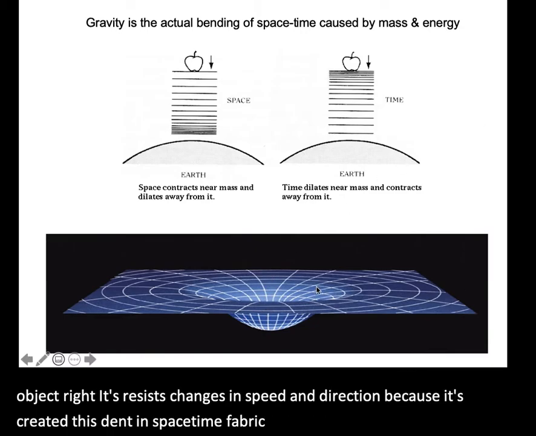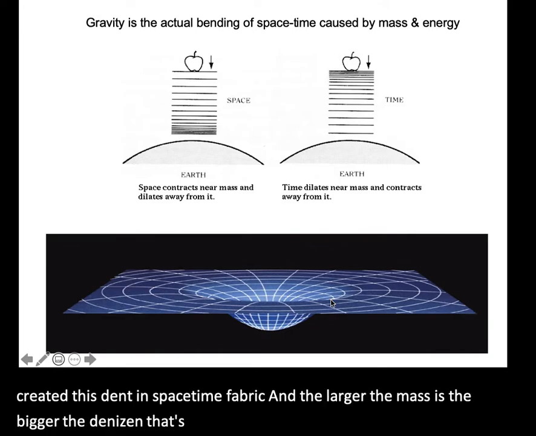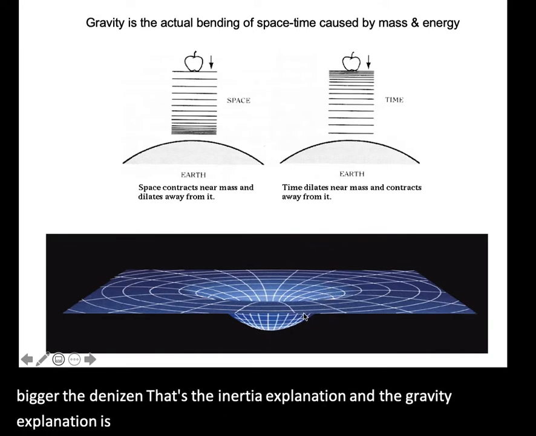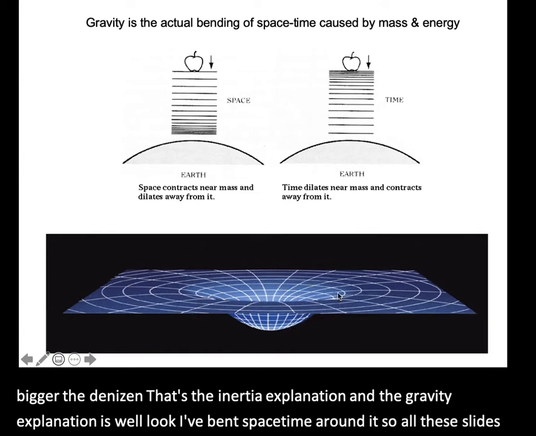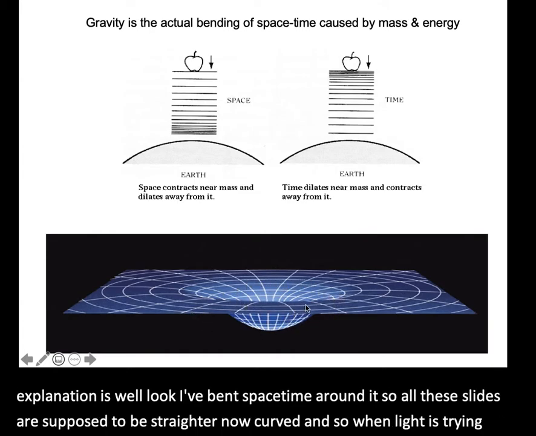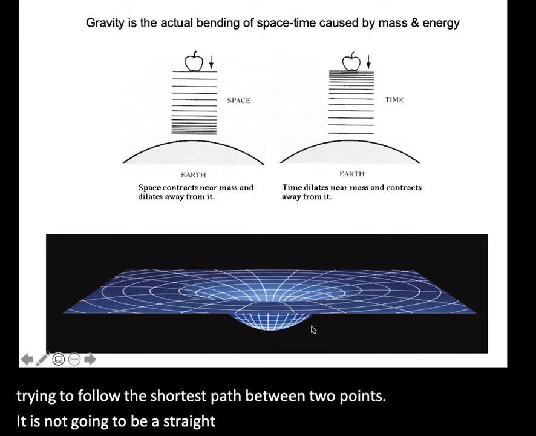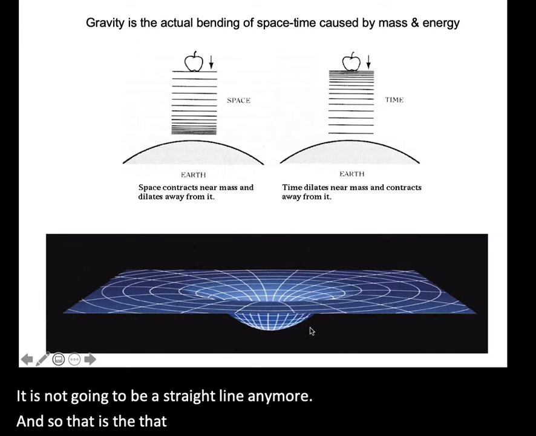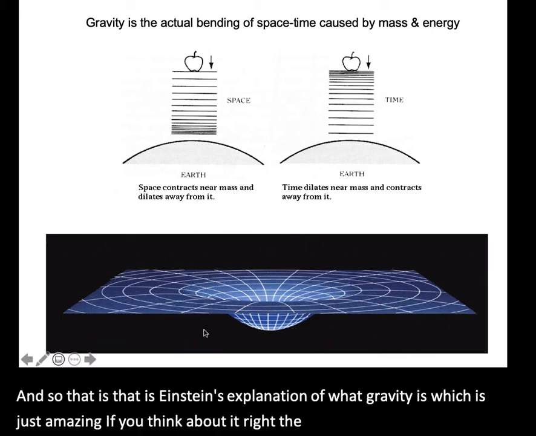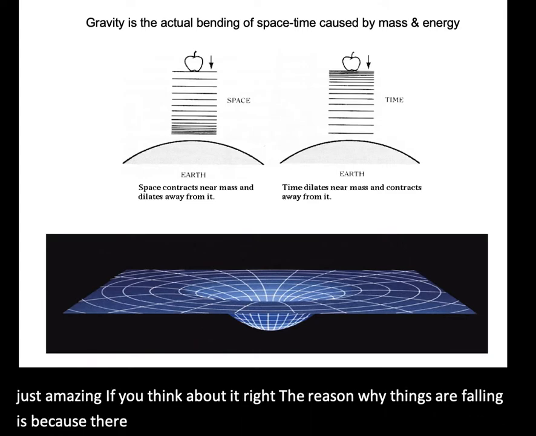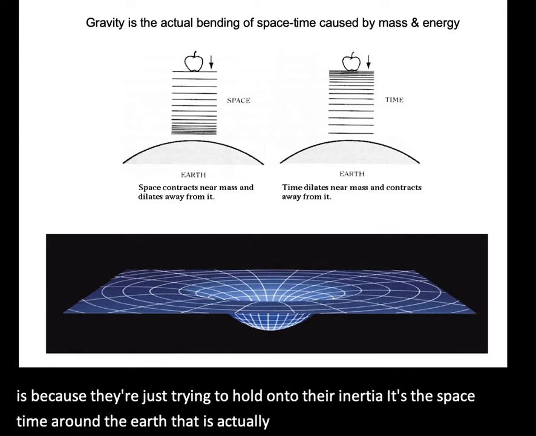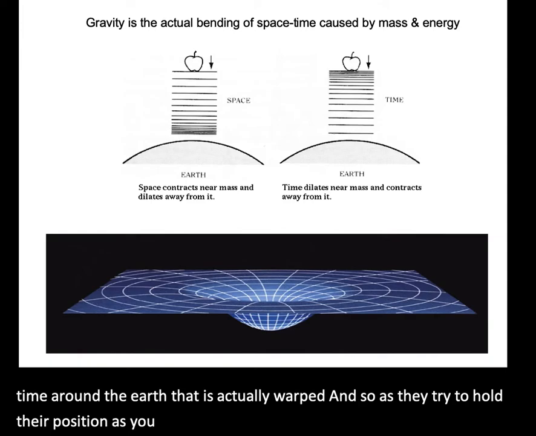And the larger the mass is, the bigger the dent is. And that's the inertia explanation. And the gravity explanation is, well, look, I bent space-time around it. So all these lines that are supposed to be straight are now curved. And so when light is trying to follow the shortest path between 2 points, it is not going to be a straight line anymore. And so that is Einstein's explanation of what gravity is, which is just amazing if you think about it, right? The reason why things are falling is because they're just trying to hold on to their inertia. It's the space-time around the Earth that is actually warped. And so as they try to hold their position, as you march forward through time, you wind up seeing this object drop towards the floor, right?